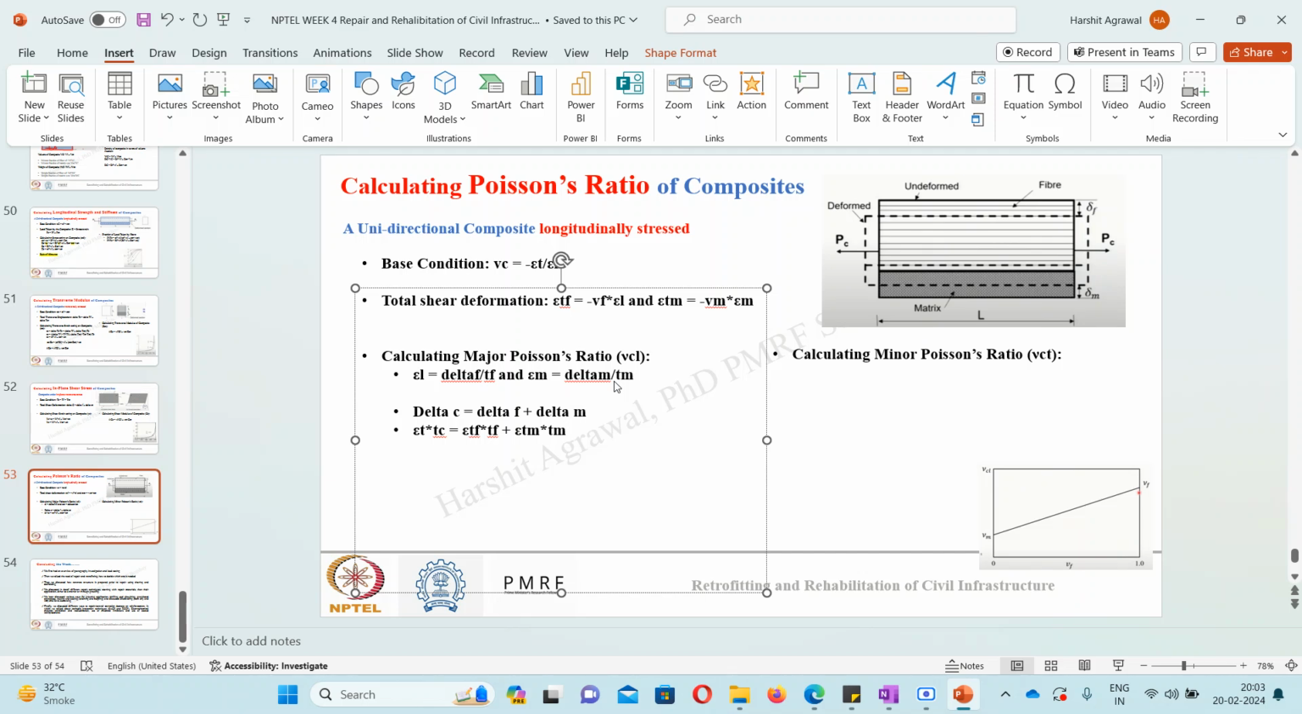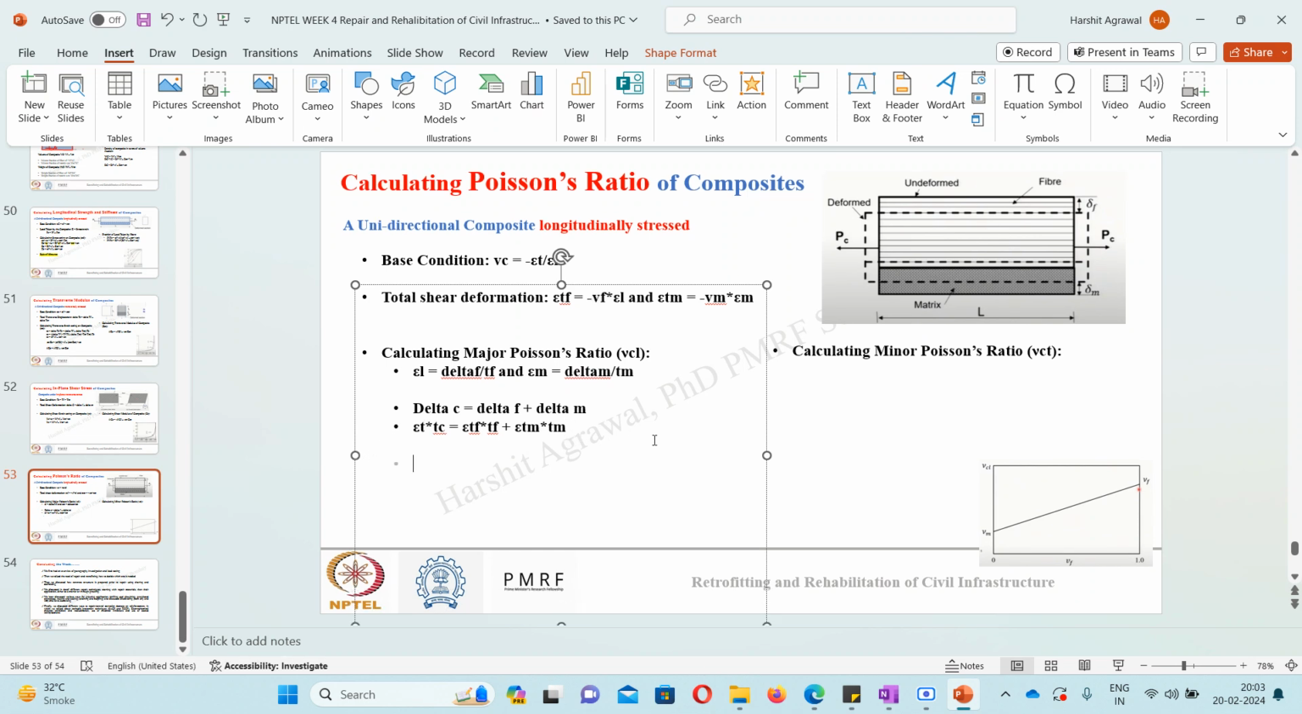Now, if I divide by TC on both sides, I will get the volume fraction. I can write this again, epsilon t in terms of volume fraction and length. So finally, when I calculate the modulus, it will come as the Poisson's ratio of composite in longitudinal direction.